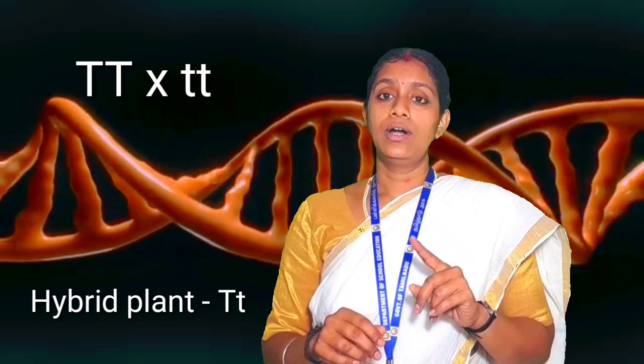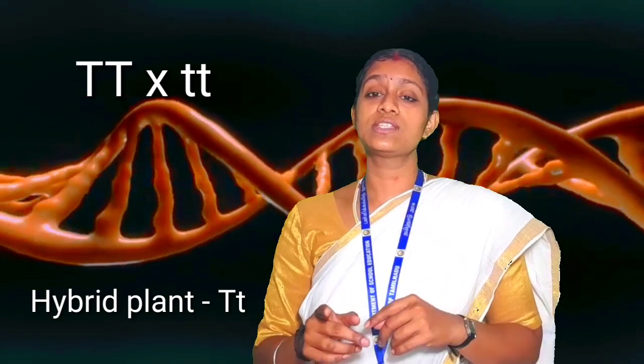Next one is the hybrid plant. It is obtained by crossing the 2 pure breeding varieties, one tall and the other dwarf. We get the hybrid plant, and it is called the heterozygous condition. It contains 2 different types of alleles, one capital T and one small t. Since the trait tallness is dominant, it is expressed in the first generation.